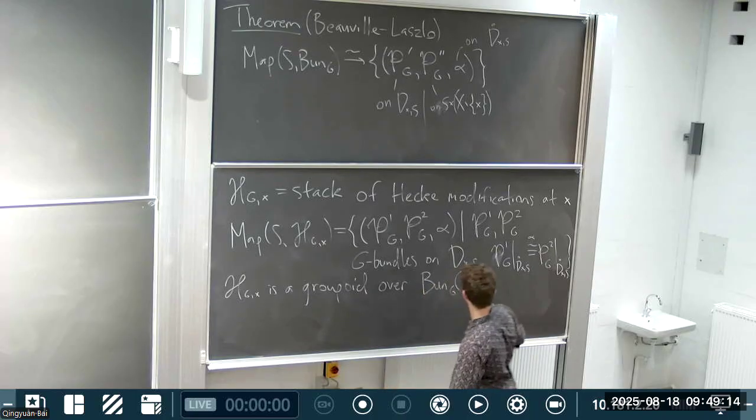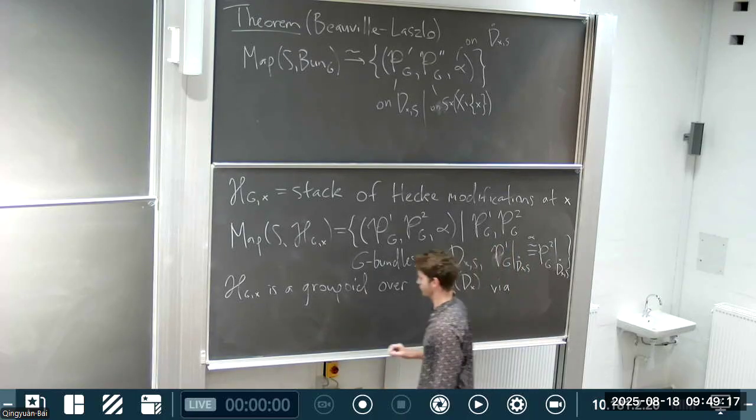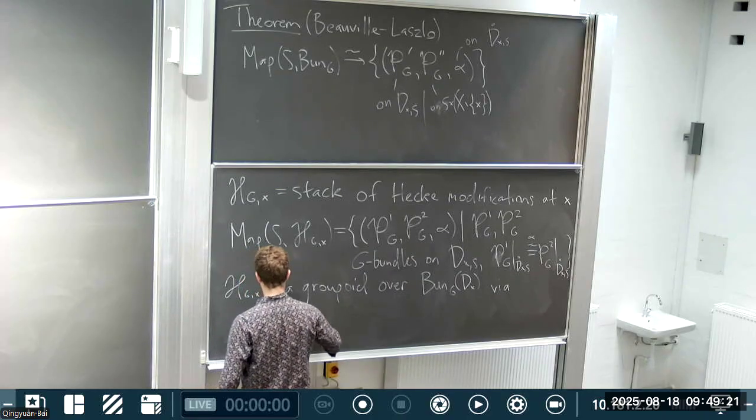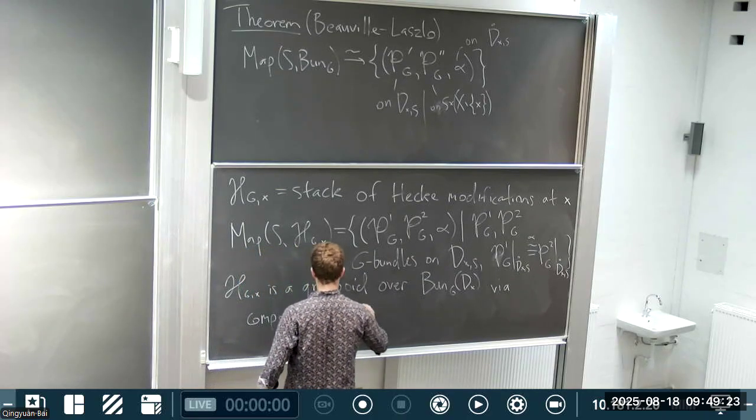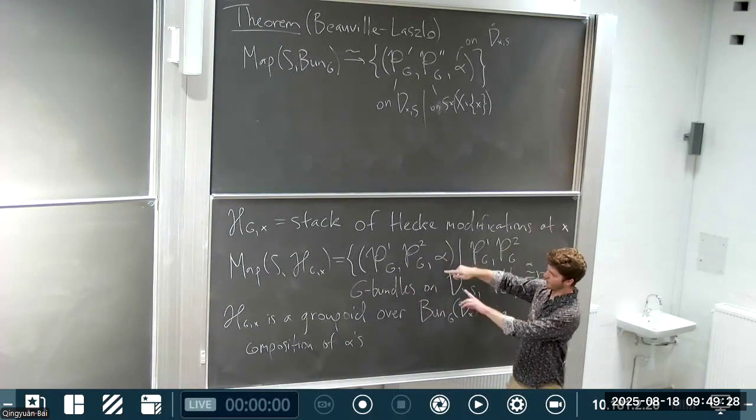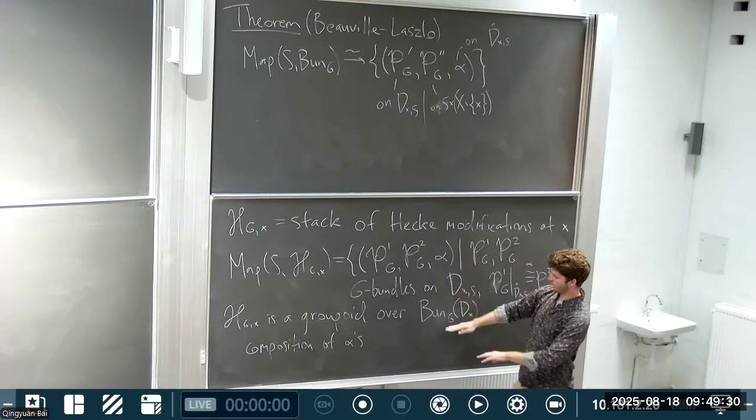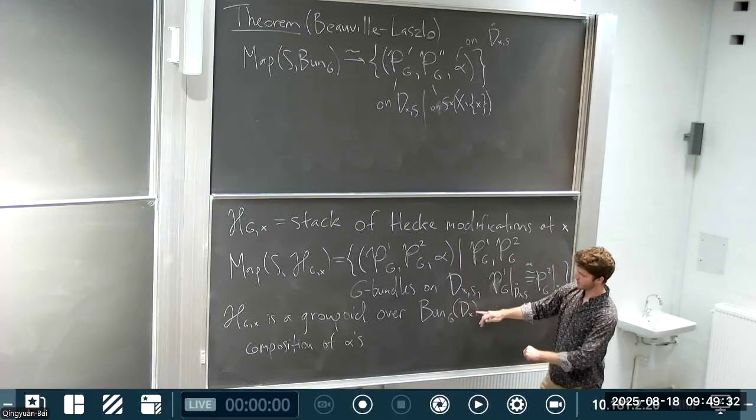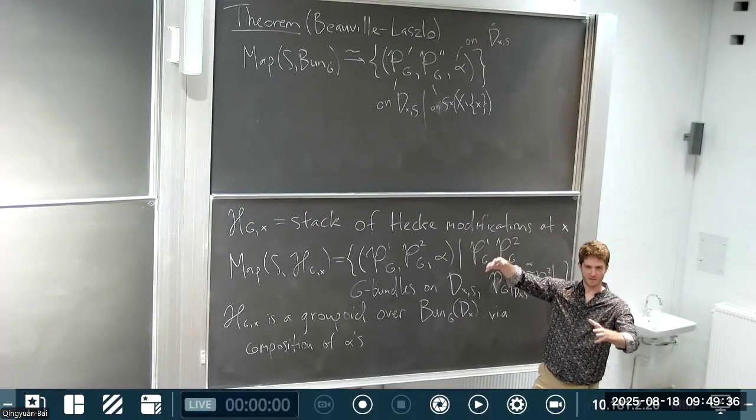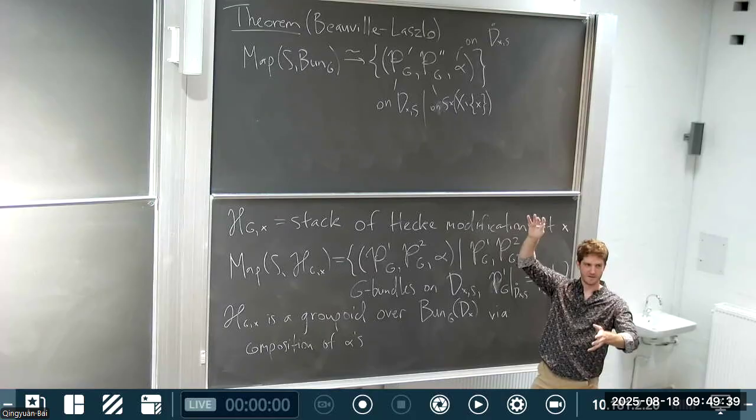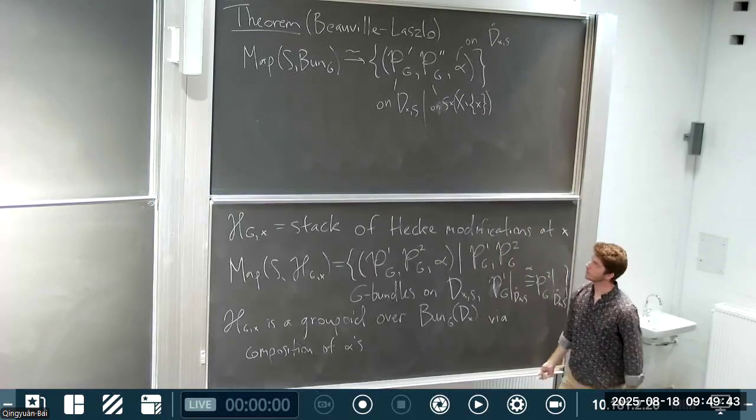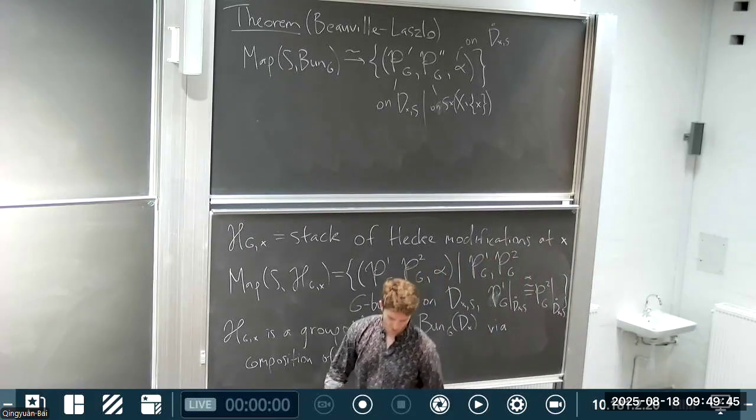What I mean is that I can compose the alphas. If I have two such triples, P1, P2, alpha, and, since this takes place over Bun G on the disk, a second triple P2, P3, beta, then I can write a triple P1, P3, beta composed with alpha. I compose them. So it has this kind of structure.